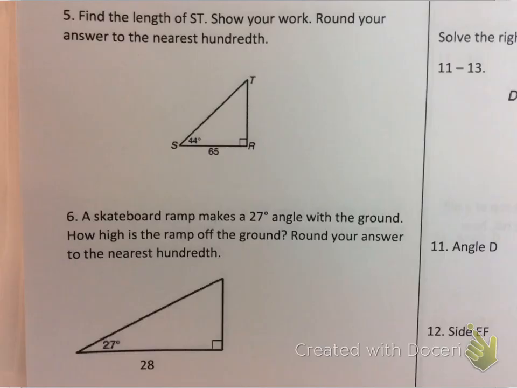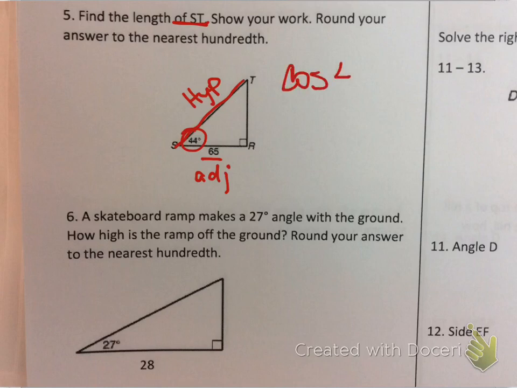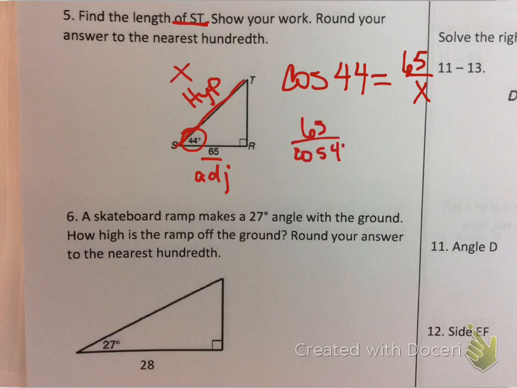Next problem. Anyways, on these two problems, notice here we got an angle. Make sure you know which side they're asking for. Here, they're asking for ST, which is the hypotenuse. And 44 degrees is right there. That 65 is adjacent to that 44 degrees. Notice how I'm labeling everything. So here I can say cosine, because adjacent over hypotenuse, I'm working with adjacent and hypotenuse, is equal to 65 over x. You divide the two, and then you type that into your calculator and press enter, and you get 90.36.